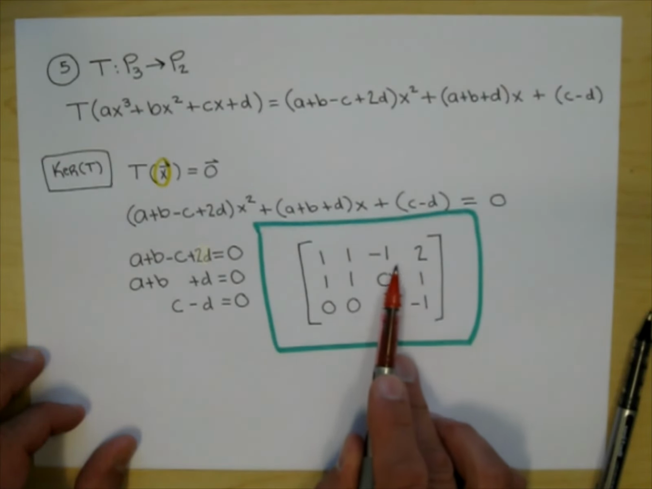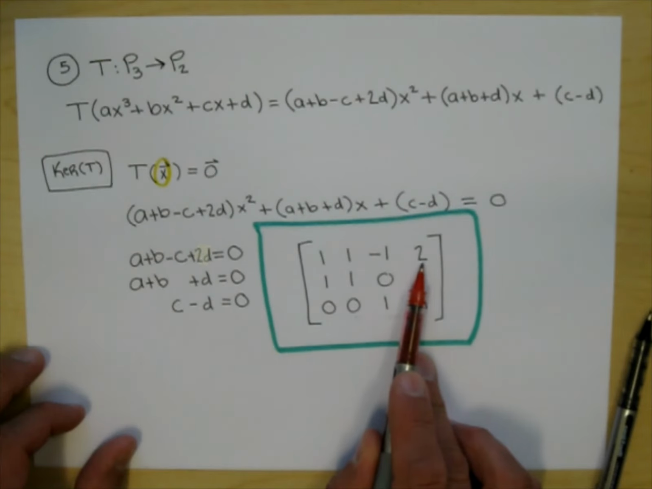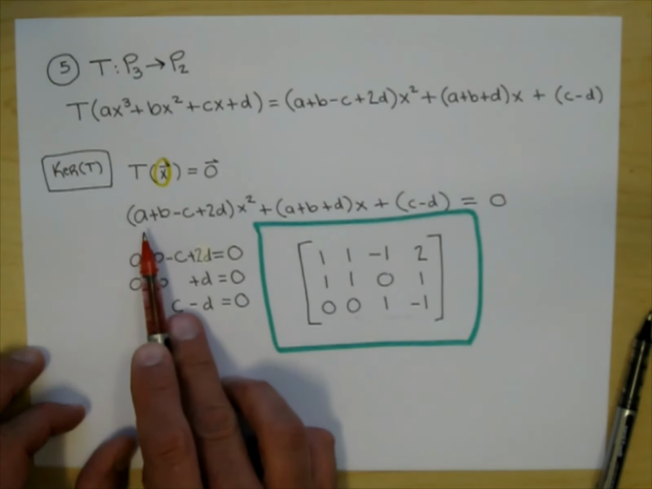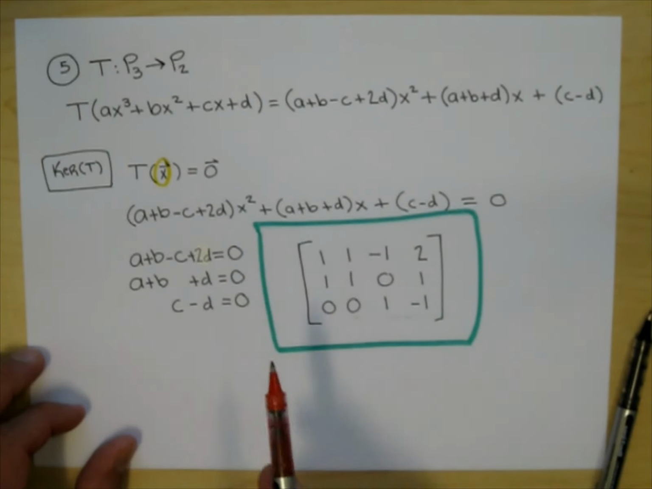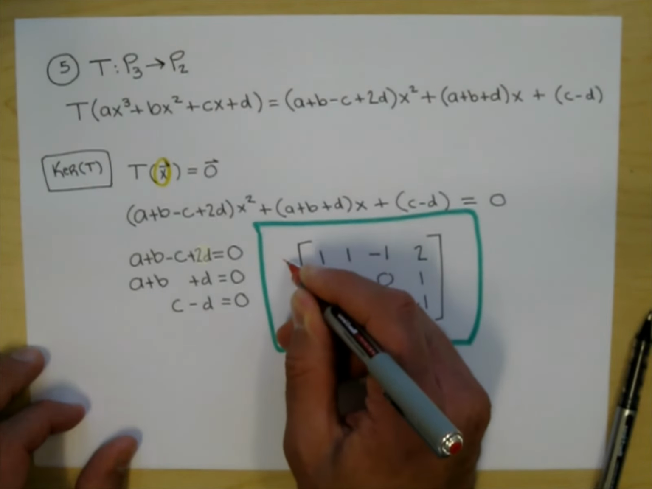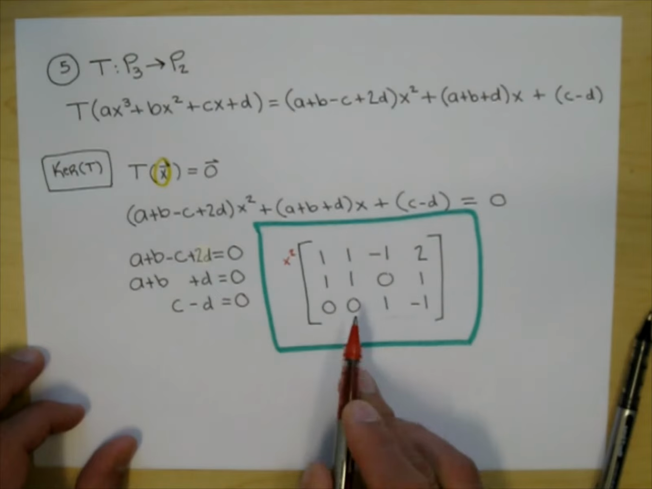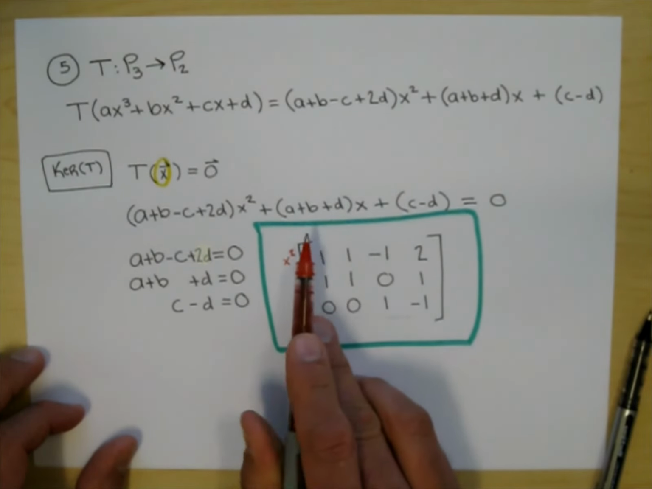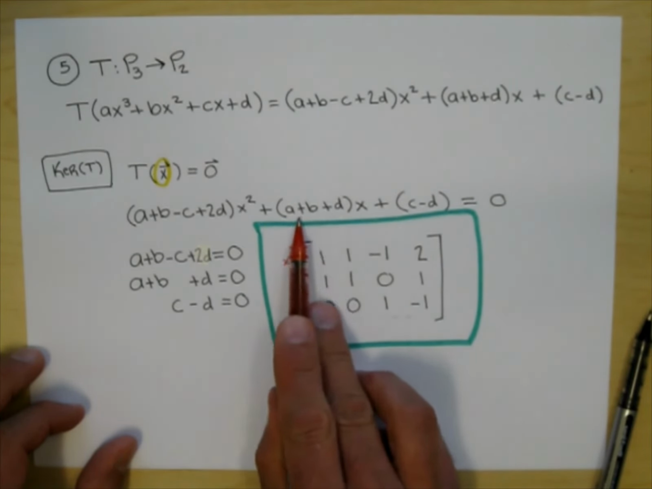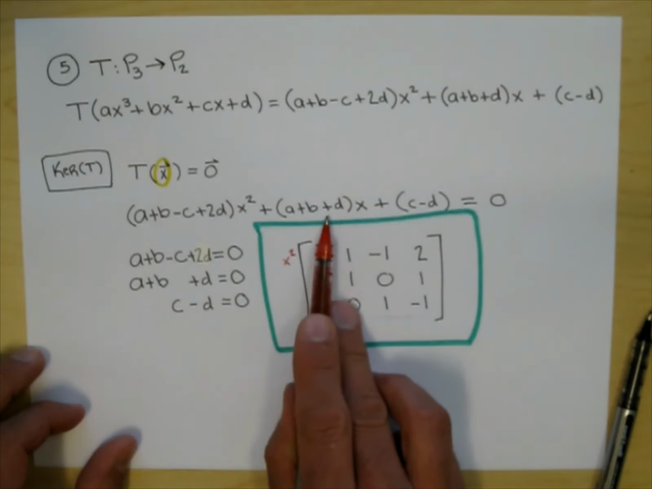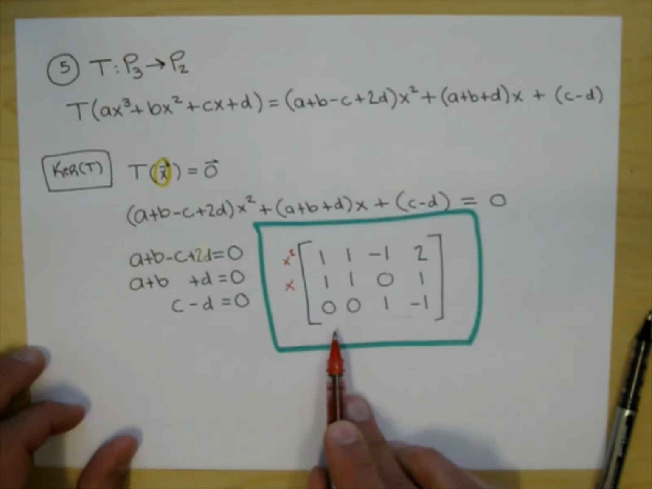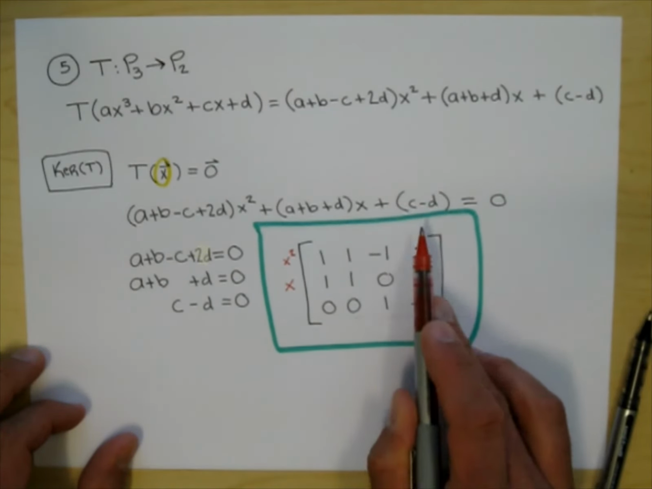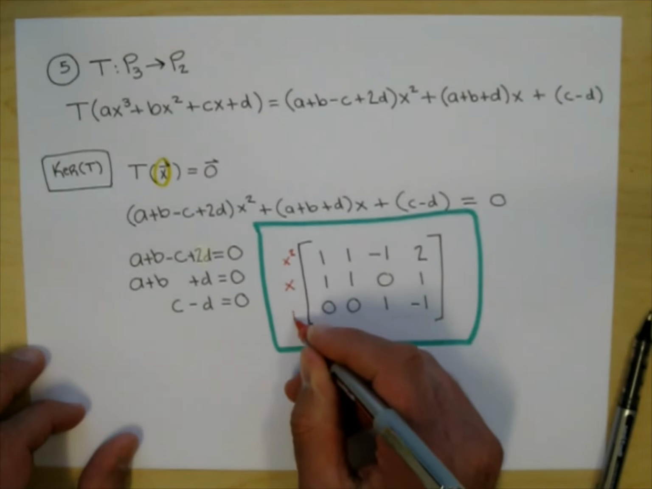Now watch this. This row here came about by setting the coefficient on the x squared to 0. And this row, 1, 1, 0, 1, that's this right here. This corresponds to those letters. So there's an x there. And then this row corresponds to the c minus d. So that's just a 1.